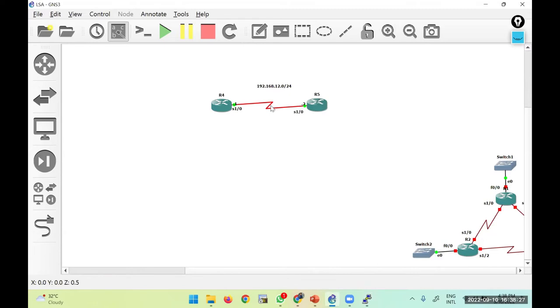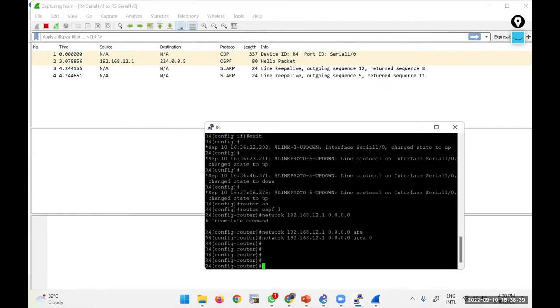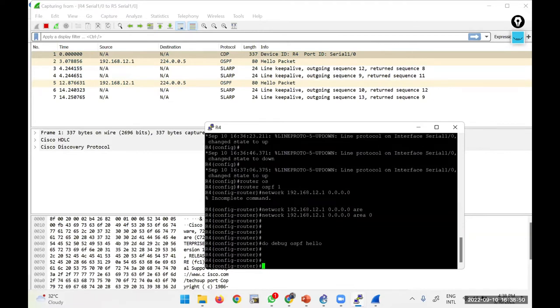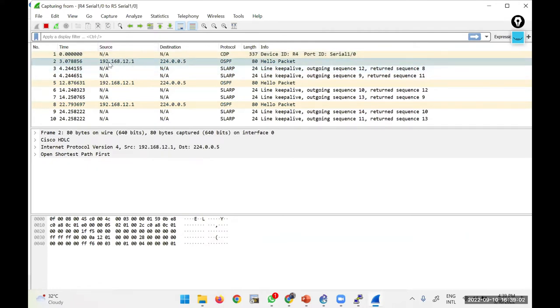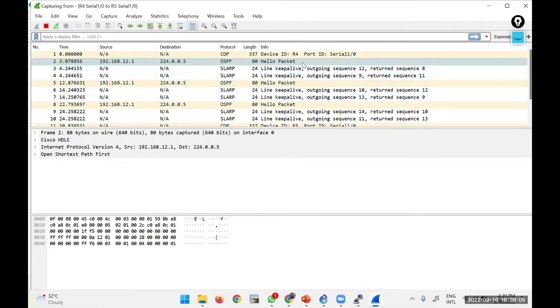Now see how the OSPF packet actually looks. Start capturing. We can check that on the router also. If you configure the debug command here, like debug ip ospf hello, then you'll find the OSPF hello packets in your terminal. We can see the source IP address is the router IP, 192.168.12.1, and 224.0.0.5 is the multicast destination. We send the hello packet every 10 seconds.